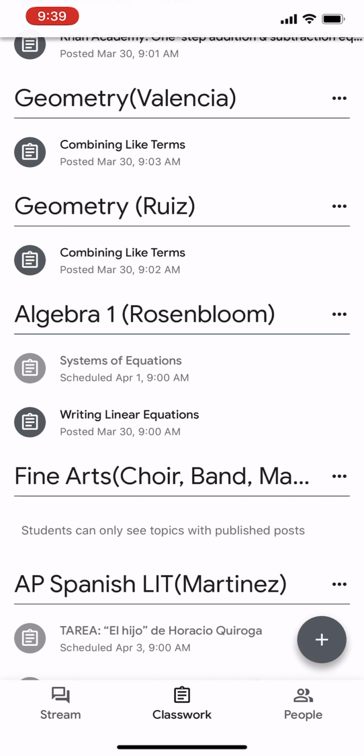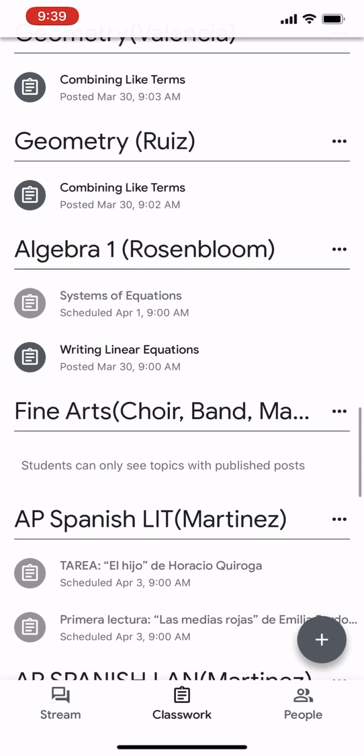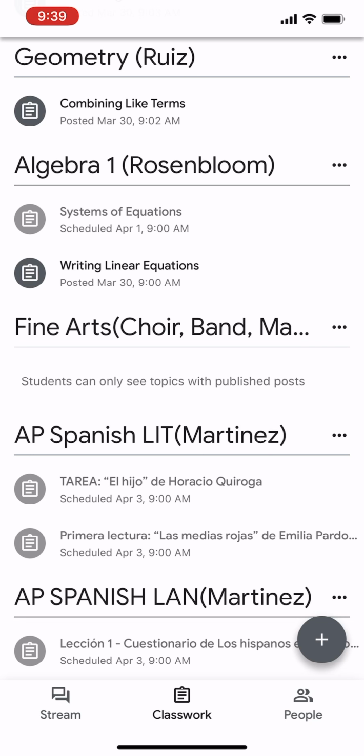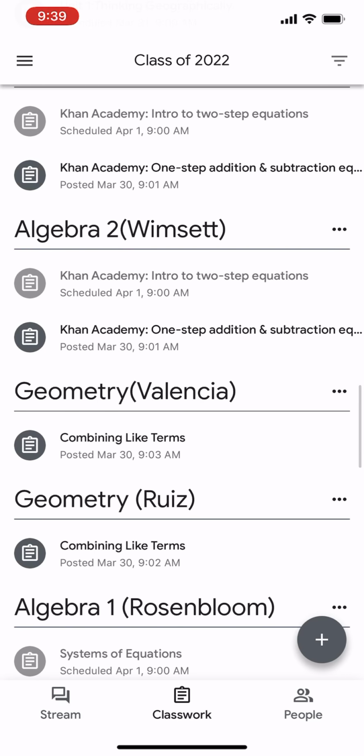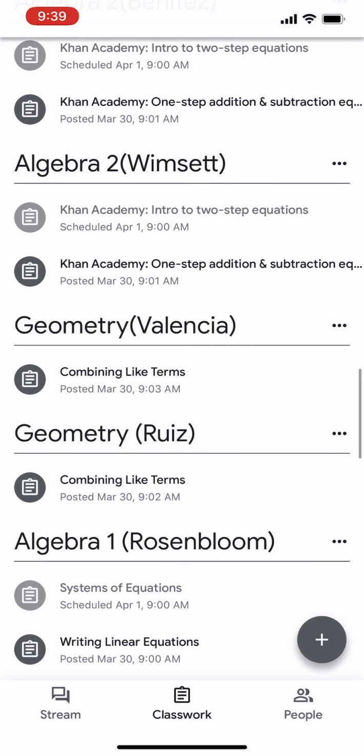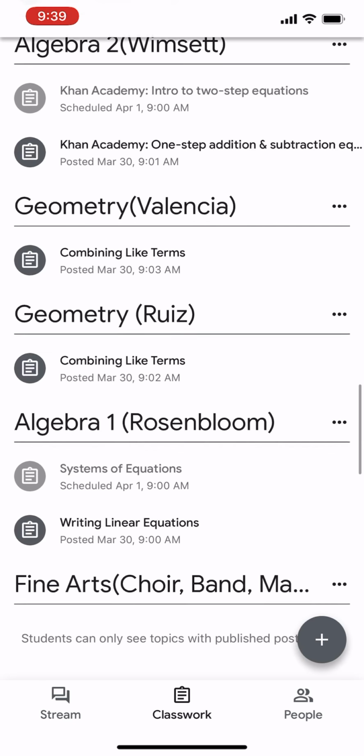If you're in geometry and your teacher is Mr. Valencia, you look at Mr. Valencia's tab in geometry. If your teacher is Mr. Ruiz, you look at that one. If you're in Algebra 1 and your teacher is Mr. Rosenblum, you're looking at that. But some of you actually have two or more teachers. So if I'm your teacher and Mr. Valencia is your teacher, make sure that you're doing both of them.